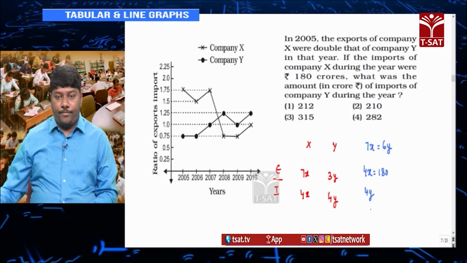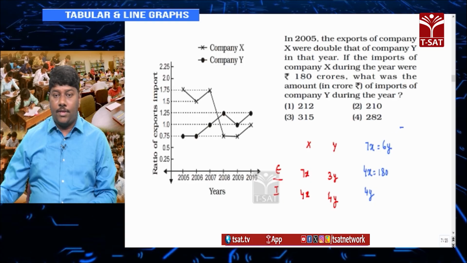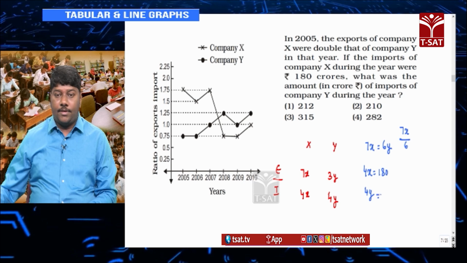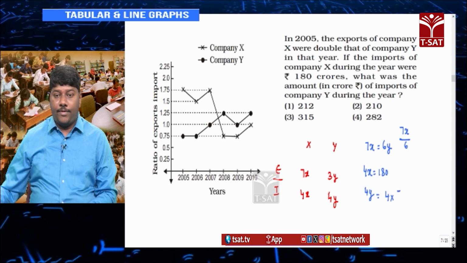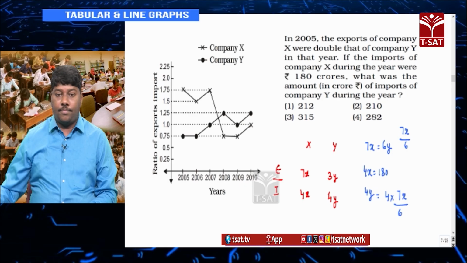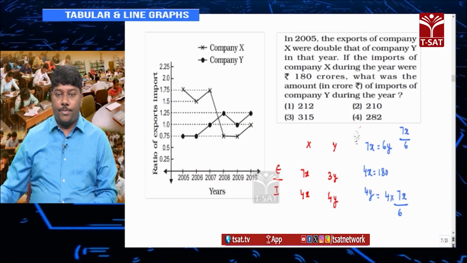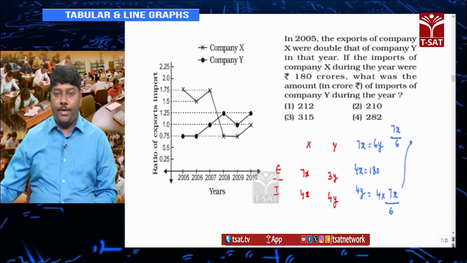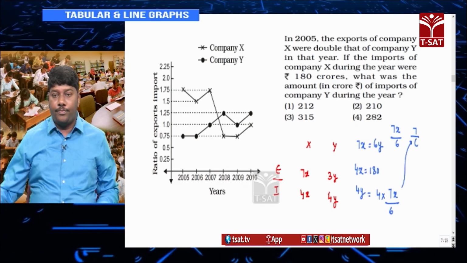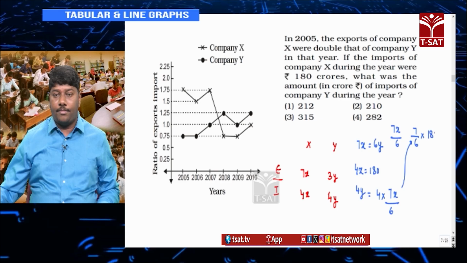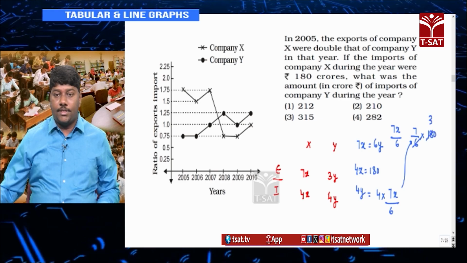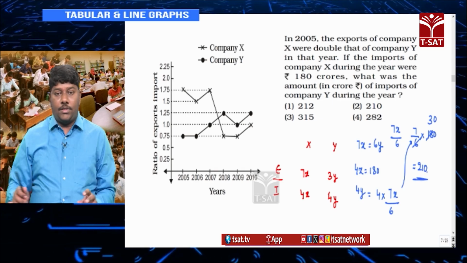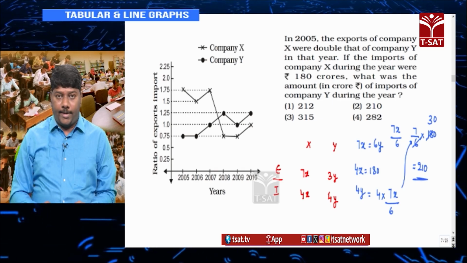First of all, what is y in terms of x? It is 7x by 6. So I will take it as 4 into 7x by 6. 4 into 7x by 6 means 7 by 6 of 4x, I can say. So if you simplify it, it is 7 by 6 into 4x. What is 4x? 180. 6 ones are 6, 30s are 180, so 7 30s are 210. So the answer here is 210.